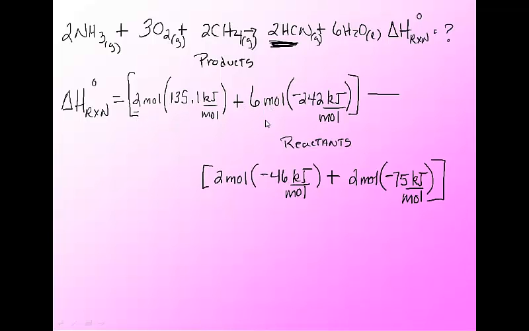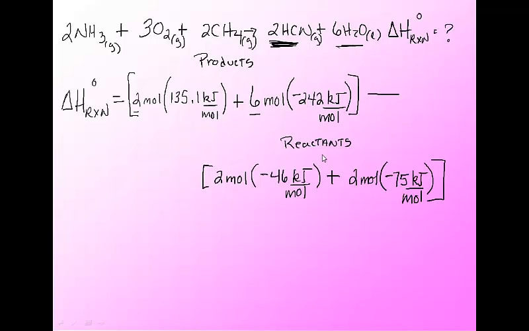I have 6 moles of liquid water. Now be careful because states of matter are important. You will find the heat of formation for gaseous water is different than the heat of formation of liquid water. So you must watch out for the states of matter. The heat of formation for 1 mole of liquid water is a negative 242 kilojoules. Well, I don't have 1 mole. I have 6 according to the balanced chemical reaction.